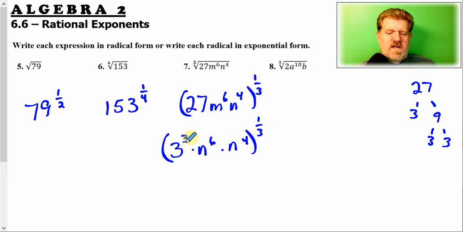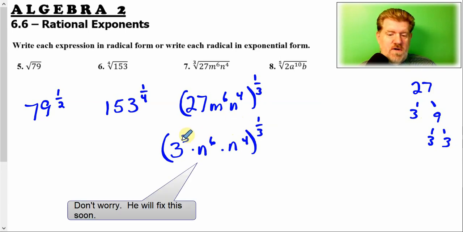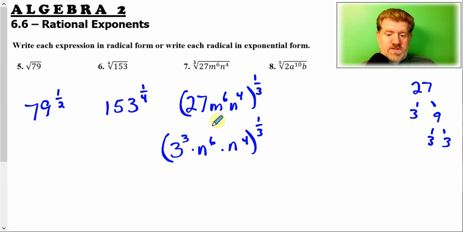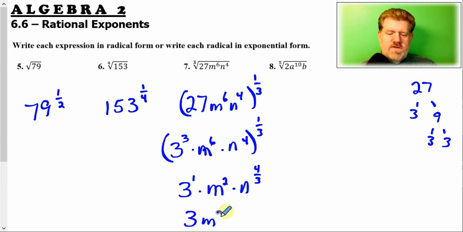Now all these inside are going to the 1/3 power. Remember, when you take a power to a power, you keep the base the same, you multiply the powers. So what's 3 times 1/3? Well, it's 1. What's 6 times 1/3? What's 6 divided by 3? Well, that's 2. Oop, that's supposed to be m. And n to the 4th. 4 times 1/3. Well, that's just 4/3. Nothing much you can do with that. So it'd be 3m squared n to the 4/3.